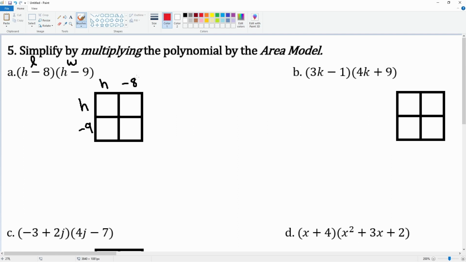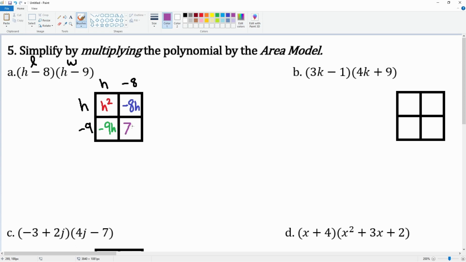H times h becomes h squared. That is doing this part. Then you have h times negative 9. Then you have the h right here times negative 8, negative 8h. Then you have the h times negative 9, negative 9h. Then you have negative 9 times negative 8 becomes positive 72.